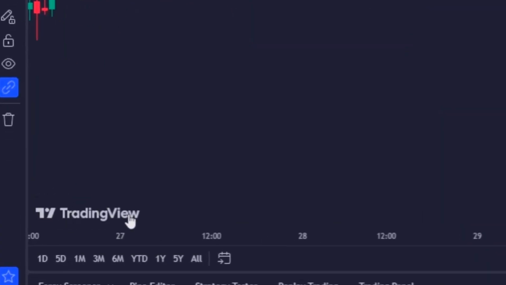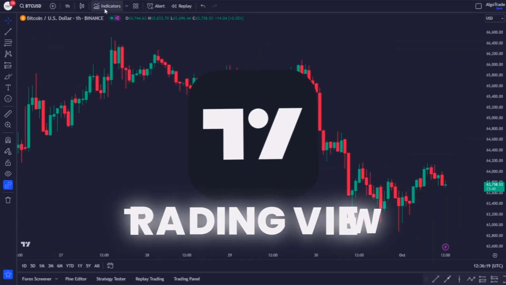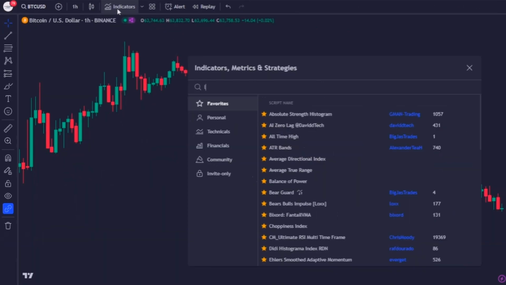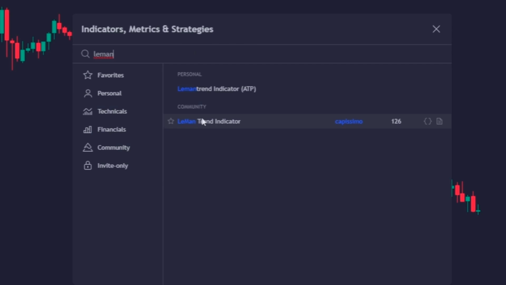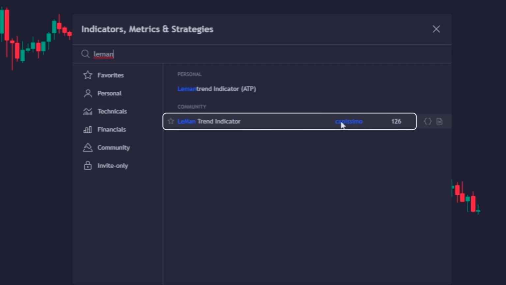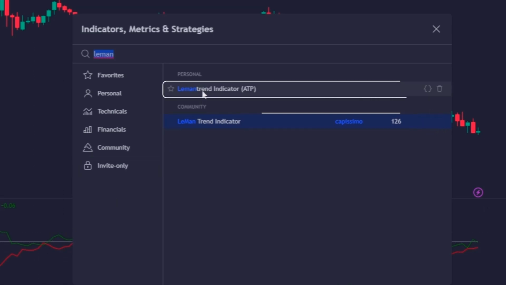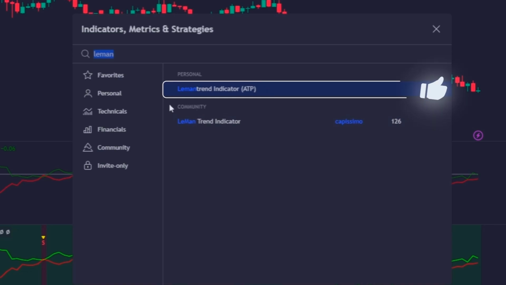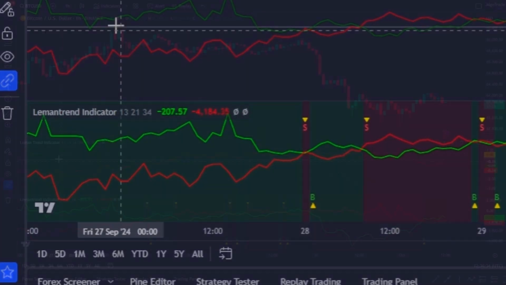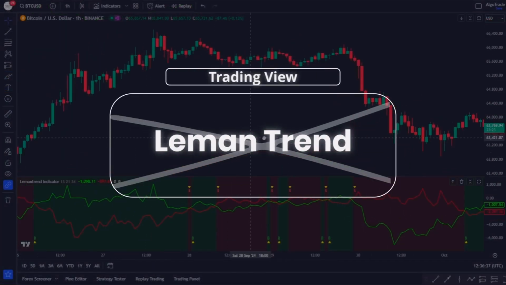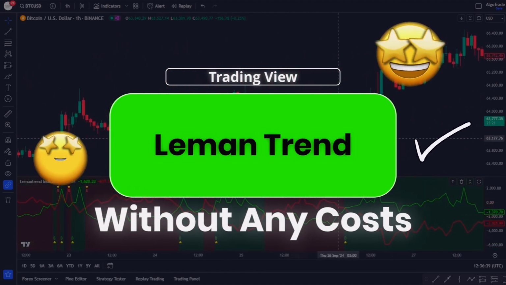Firstly, let's start by adding the indicator to our TradingView charts. First, click on Indicators, then type Leman Trend and you will find this option by this trader, but it isn't exactly the right one. And so I coded the right indicator myself, being this version here. This indicator is not published on TradingView, but you can also use it and without any costs.